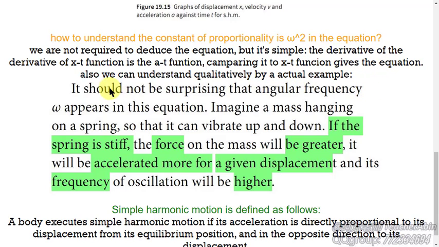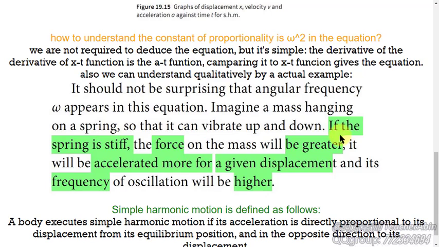On the other hand, we can have a qualitative understanding. Imagine a mouse hanging on a spring so that it can vibrate up and down. If the spring is stiff, the force on the mouse will be greater. It will be accelerated more for a given displacement. So it takes less time for the mouse to travel this given displacement. This means its period of oscillation will be smaller, so the angular frequency omega will be greater.